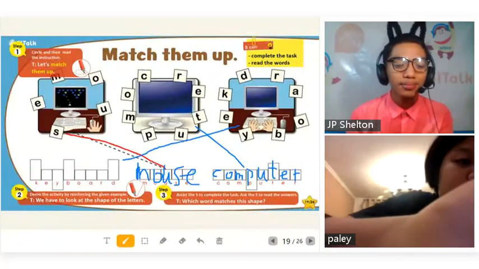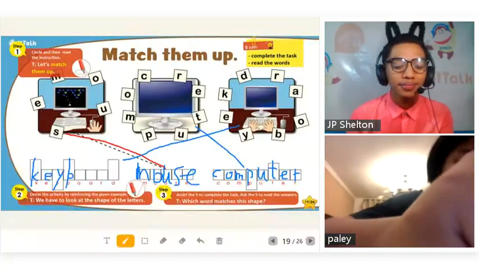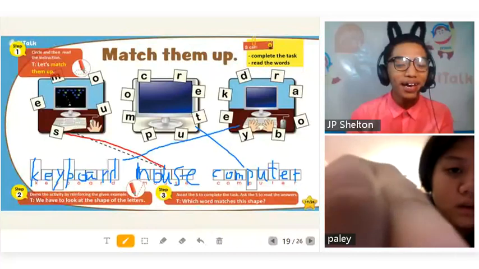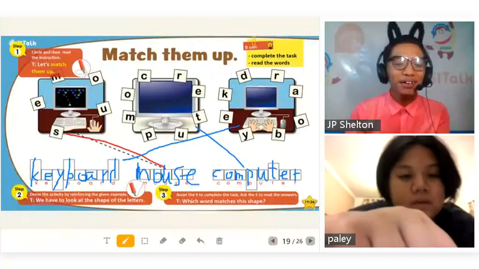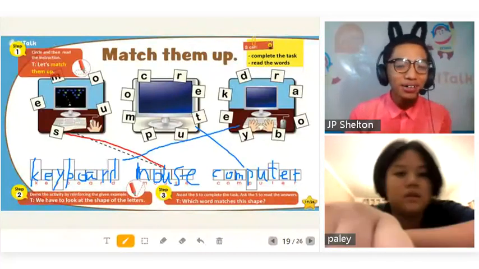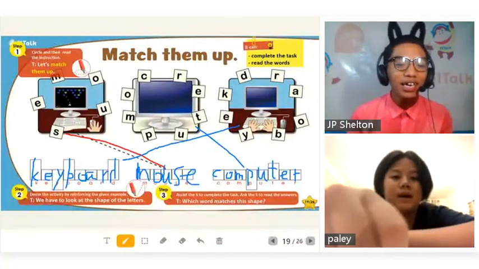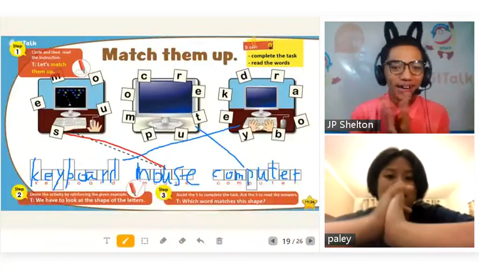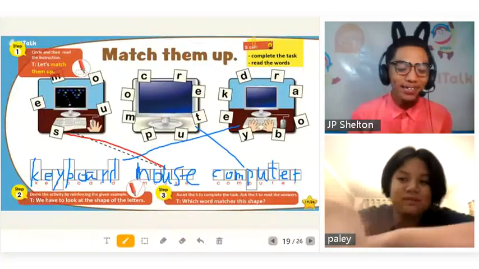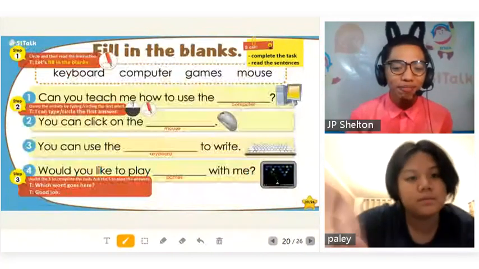Keyboard. K-E-Y-B-O-A-R-D. All right, very good. Great job. All right, because of that, you got your second magic star. Okay, so now let's go to the next page.